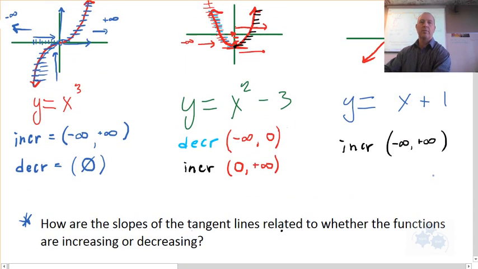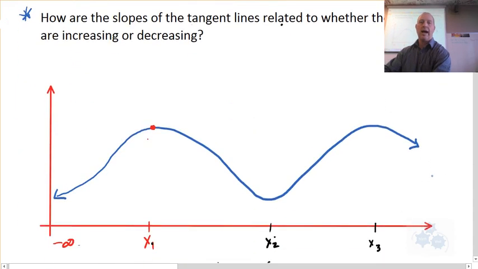I'm going to give you a new graph here, and I want you to copy this graph down, just roughly what it looks like. We're going to make x1, x2, and x3 be the x values that represent this maximum point, this minimum point for x2, and another maximum point here. And then the graph just continues in a downward direction to negative infinity and so on.